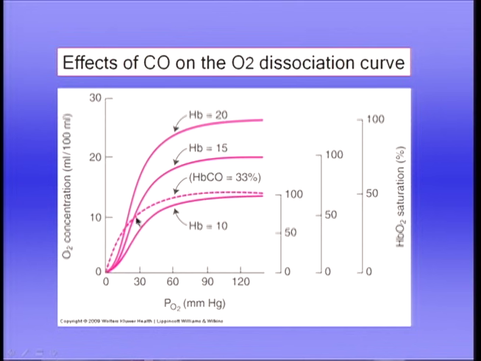In other words, the affinity of the hemoglobin for oxygen is greatly increased. And this makes it difficult to unload the oxygen in the periphery, and that's another reason why carbon monoxide is a very toxic gas. Now let's move to the transport of carbon dioxide in the blood, which is the other major gas, of course, of respiratory interest.